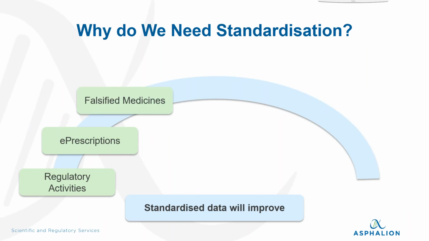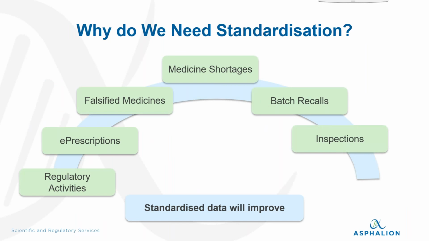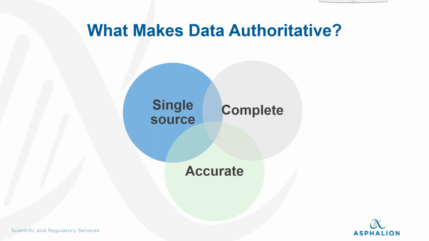Why do we need standardization? It's not only for ISO IDMP and regulatory activities, but we also want to improve e-prescription. There's something called serialization, where we want to track a medicine from manufacturing until dispensing to the patient. We have the topic of shortages, where we want to see which product is registered in which country. Then recalls, where you can trace a certain batch, as well as inspections and pharmacovigilance. The more standardized data we have at product level, the easier these activities become. It's also very important to have authoritative data: once data is from a single source, complete and accurate, then we have really authoritative data.